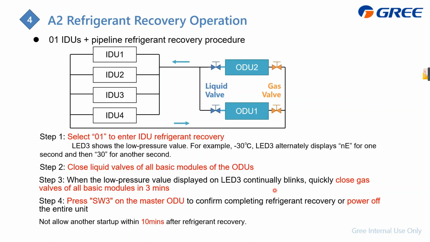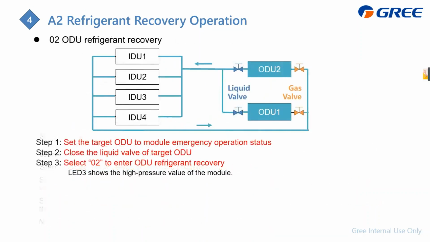We should quickly close the gas valves of all the basic modules and press SW3 on the master outdoor unit, and we also can power off the entire unit. And this is the process of how to do the refrigerant recovery, and it may take 10 minutes. It's very convenient.